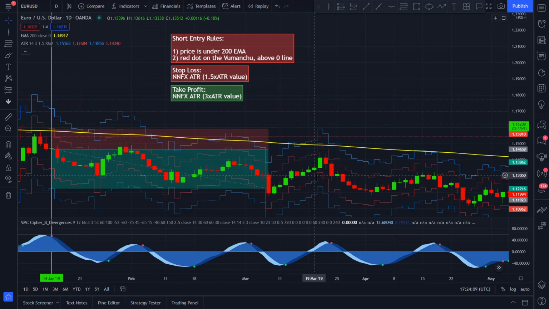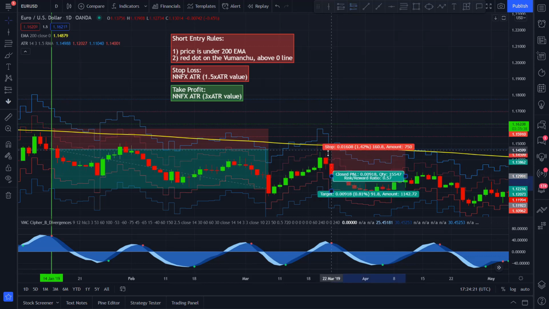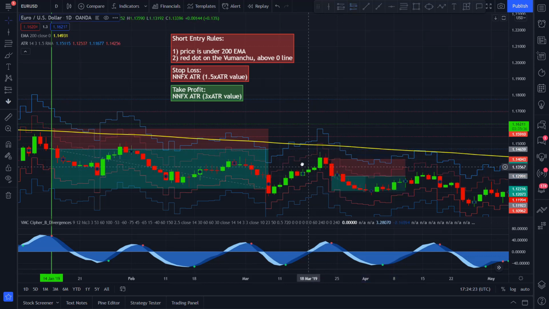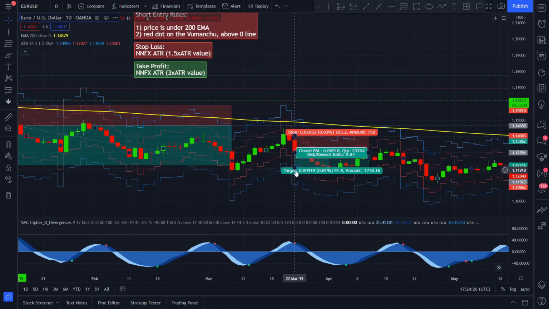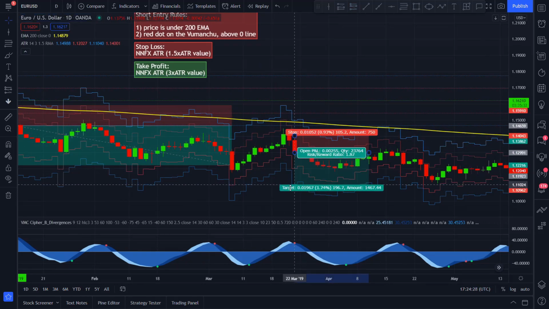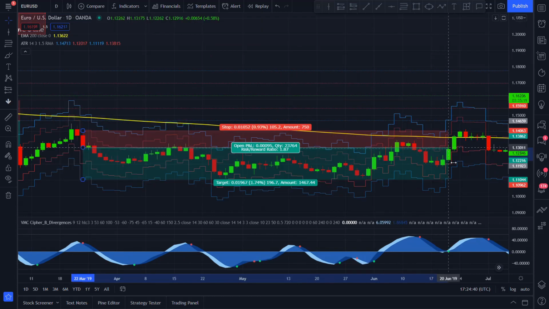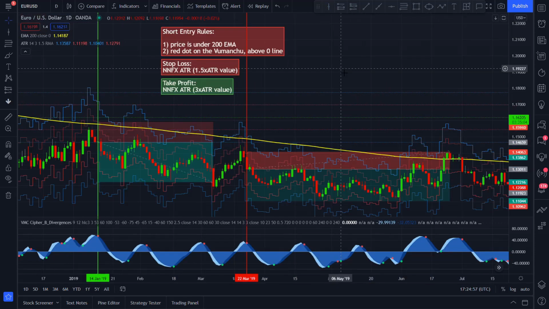If we take a look at the next example, here you can see we get another red dot above the 0 line, and the price is still under the 200 EMA. So, this is another short example. Stop loss placement is going to be the NNFX ATR, and the take profit placement is also going to be that. As you can see, this one just barely missed our take profit, so it's going to be a loser. And with that said, let's see the 100 trades.